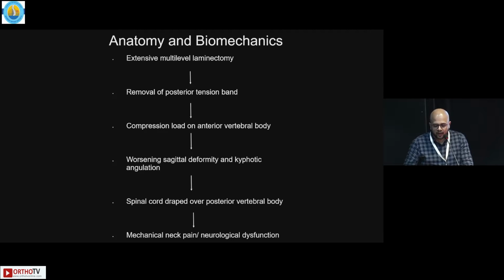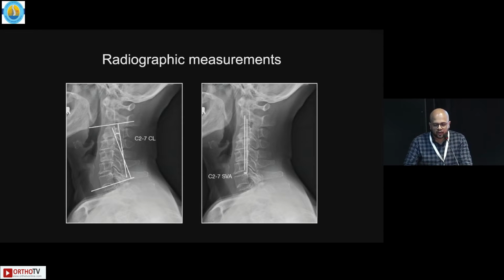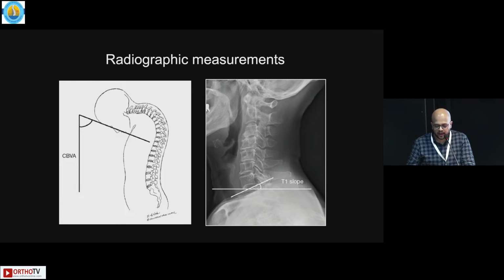In terms of anatomy, extensive multi-level laminectomy removes the posterior tension band. That puts additional compressive load on the anterior vertebral body. It results in worsening of the sagittal deformity and results in a kyphotic angulation. Over a period of time, the spinal cord is draped over the posterior vertebral body and patients may present with mechanical neck pain and neurodysfunction. There have been various radiographic measurements to calculate, which include the C2 to 7 lordosis, the C2 SVA, the chin-brow vertical angle, and the T1 slope, which is equivalent to some of our pelvic parameters.